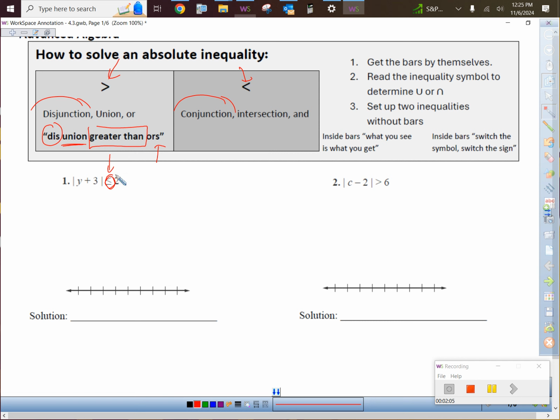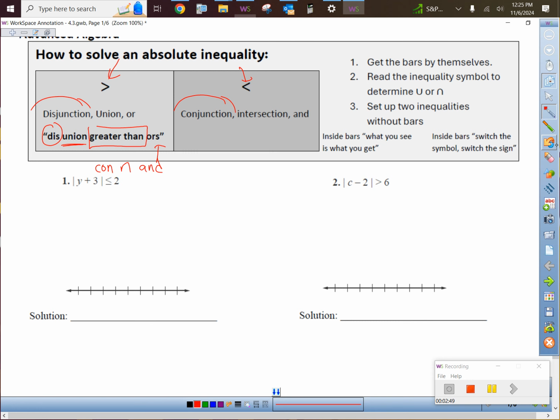So this will not be a disjunction. This will not be a union. It will not be an or statement. This will be a conjunction. So here's what we'll do. We will write a con above it. A conjunction, which is not a union, it will be an intersection, and this is going to be an and statement. I know this is really weird. We're starting off. It's going to get so much easier as we do more of them. But you check the symbol after the bars are by themselves. If it's a greater than symbol, it's going to be a disjunction, which will be a union, which will be an or statement. This was not a greater than symbol, so here is a conjunction, which is an intersection, and which is an and.